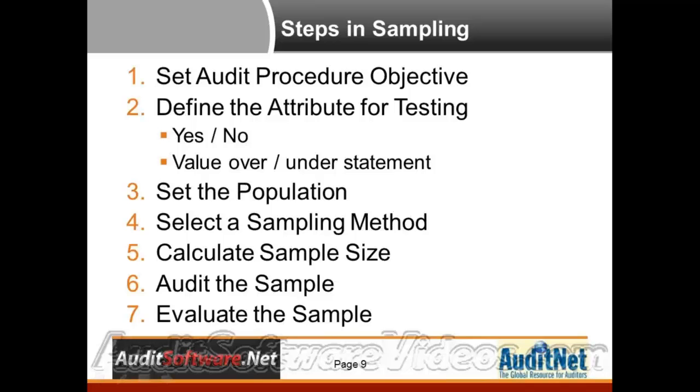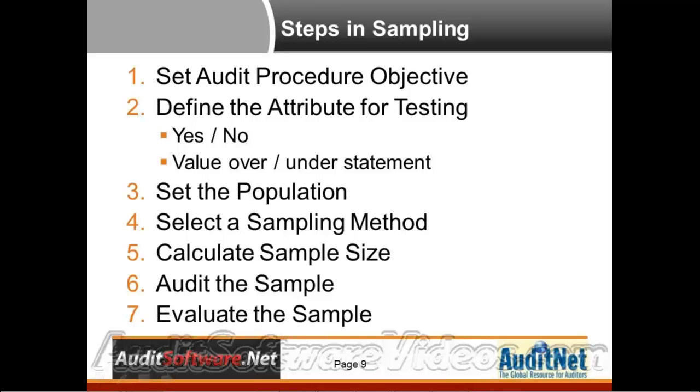So the 7 steps here, set the audit procedure. I want to say I got these 7 steps and modified them a bit from a great book that we'll be showing later, which is Sampling for Internal Auditors. And you can buy it on sale from the IIA right now. For some reason it's on sale. But again, we can talk more about that in a minute. Anyway, the 7 steps here.